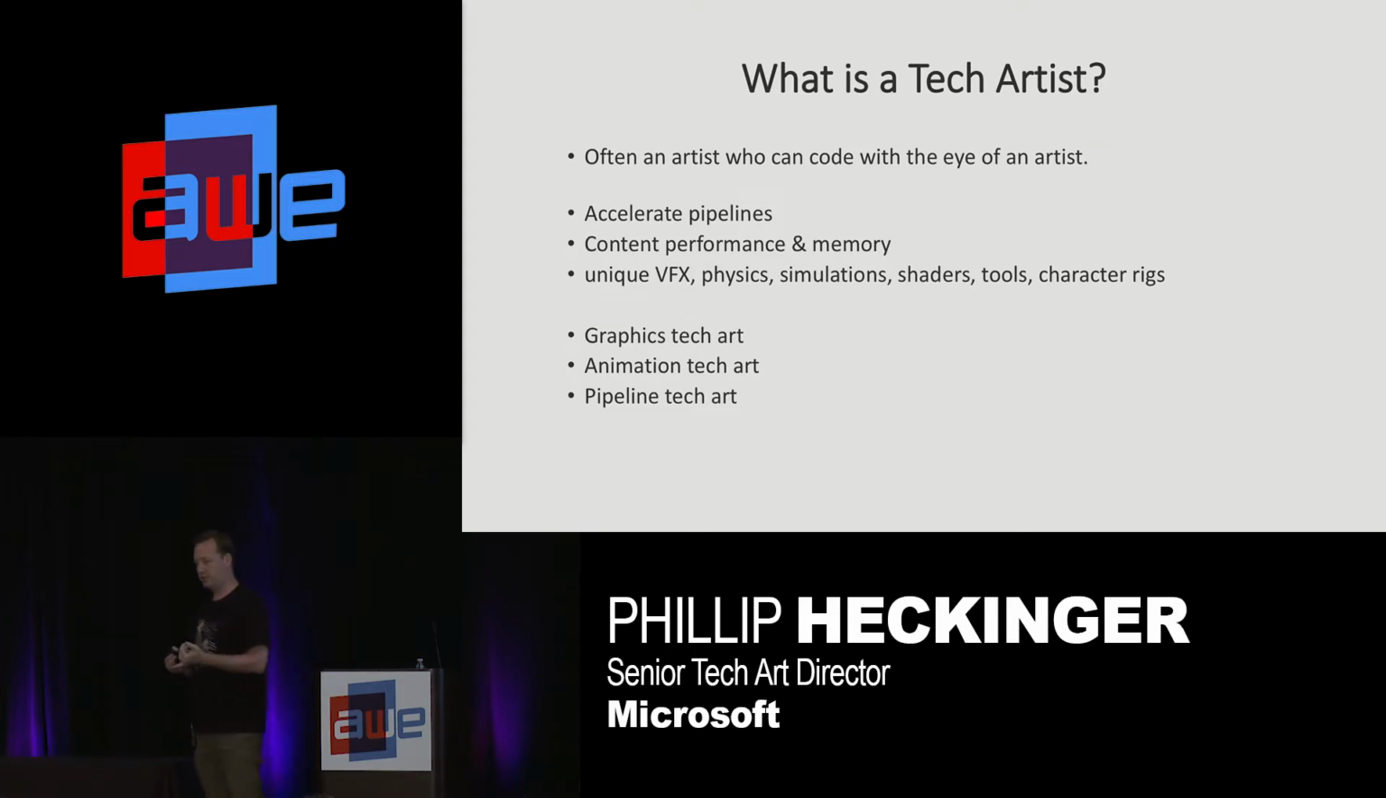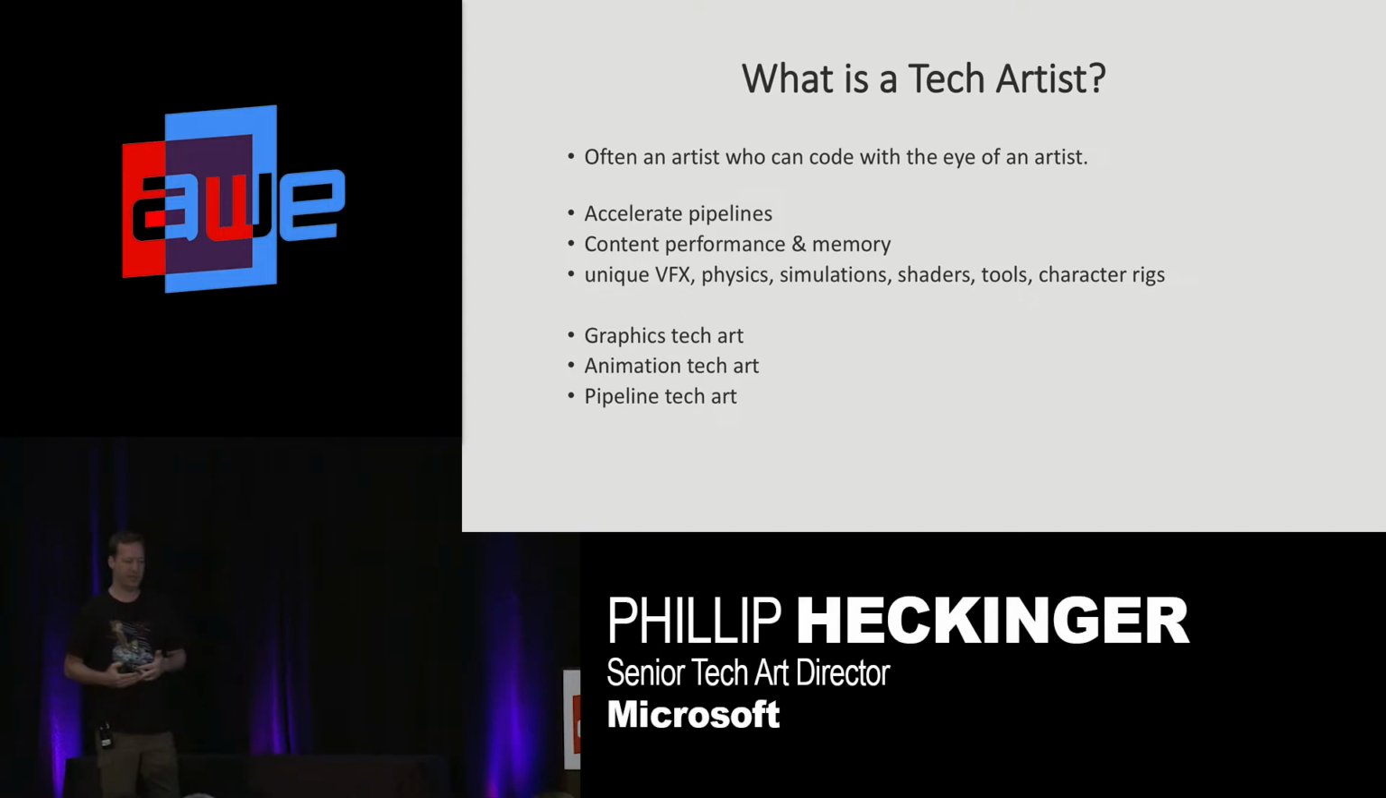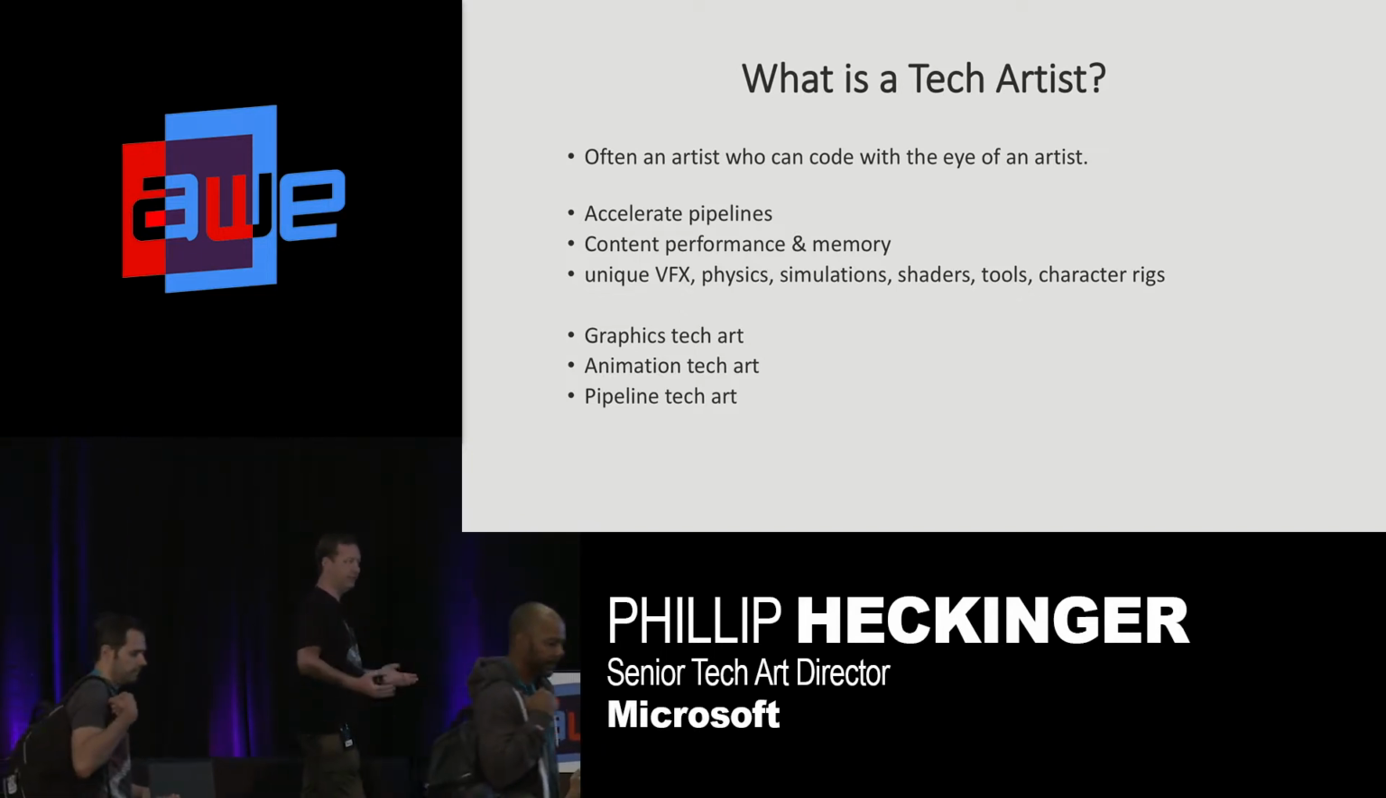There are animation tech artists that tend to build rigs, pipelines. They would do something like some of the Coco character work. There are graphics tech artists who tend to build shaders. They do performance optimizations, memory, things like that. And then there are also pipeline tech artists who build tools and pieces that will help accelerate the team.